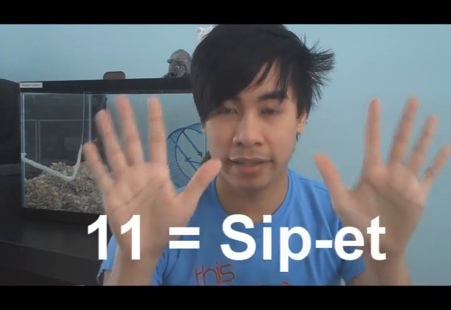In Laos, here we go. Soon, nung, song, sam, si, ha, hok, jet, bat, gao, sip. 11 is sip et, and that's all. Now that's just not for 11. That's for any time that you have the number 1 after another number. So the word 21, the word 31, the word 41, it's always et.